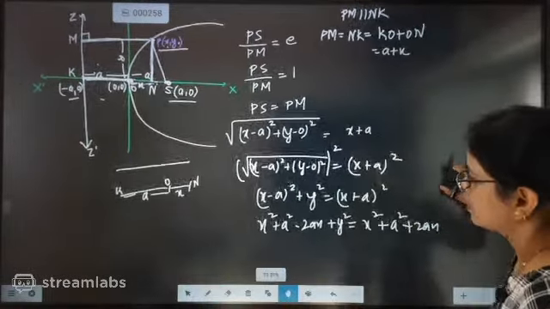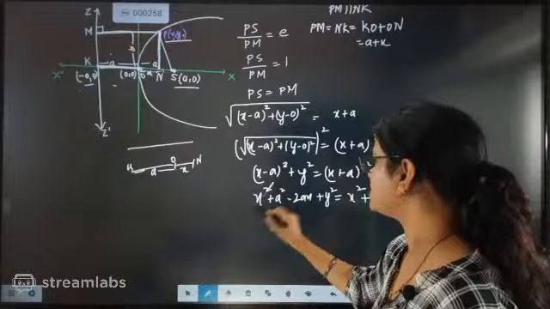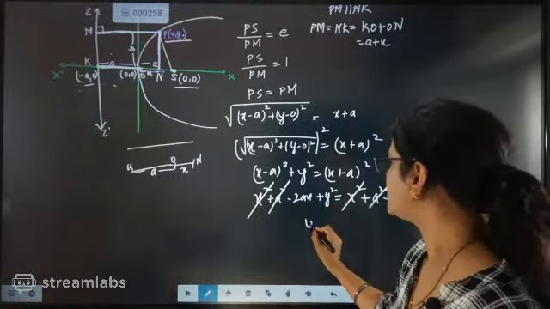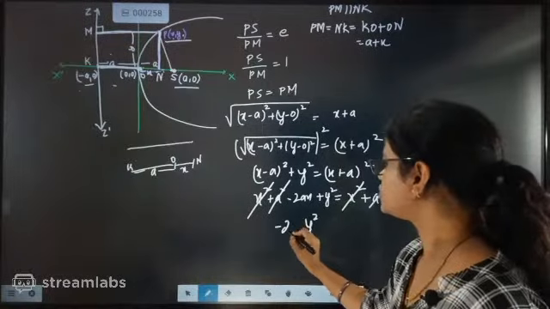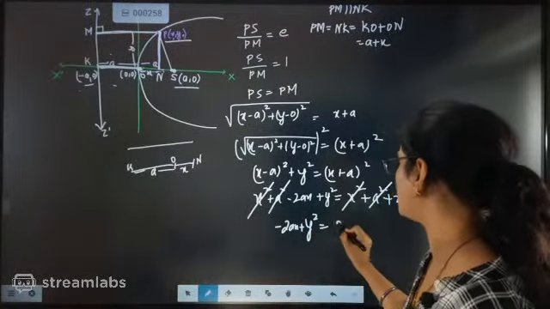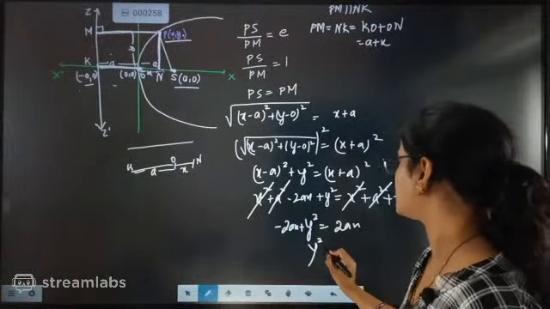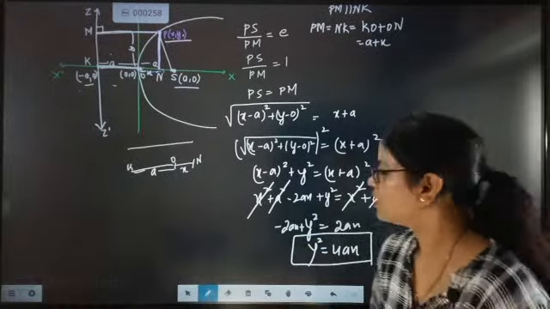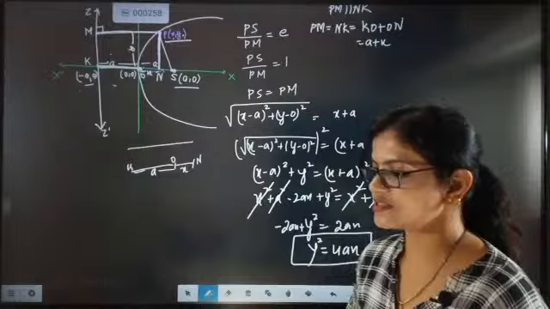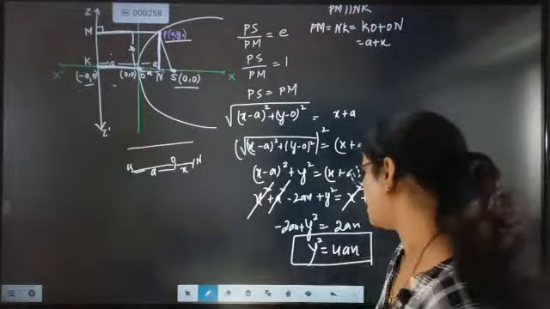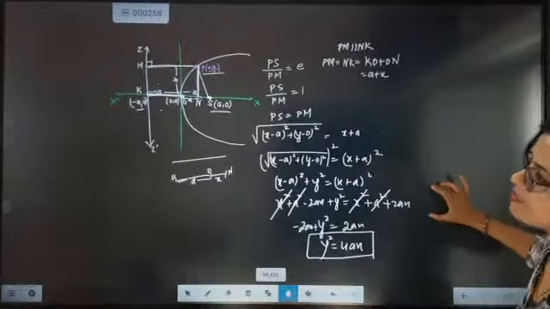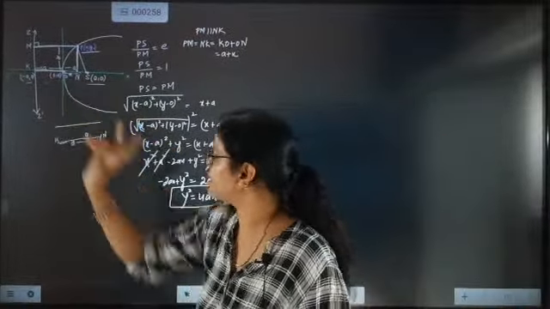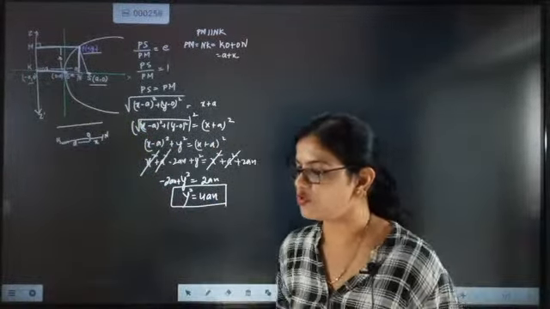So now whichever can get cancelled, we are going to cancel out. Now a square also gets cancelled. So y square minus 2ax equal to 2ax. So y square equal to 4ax. So this is the standard equation of parabola. y square is equal to 4ax is the standard equation of parabola. That is what we got. So when the parabola is facing like this, then its standard equation will be y square equal to 4ax.